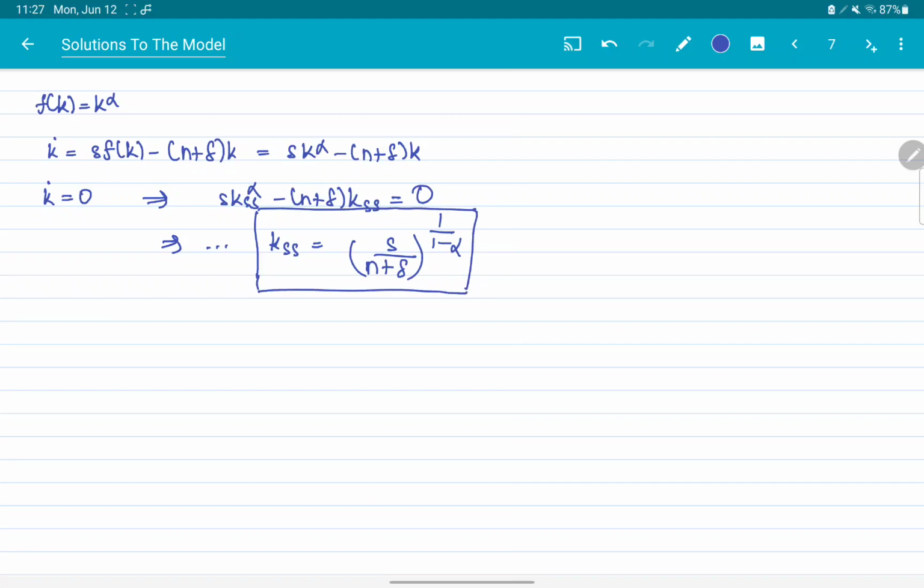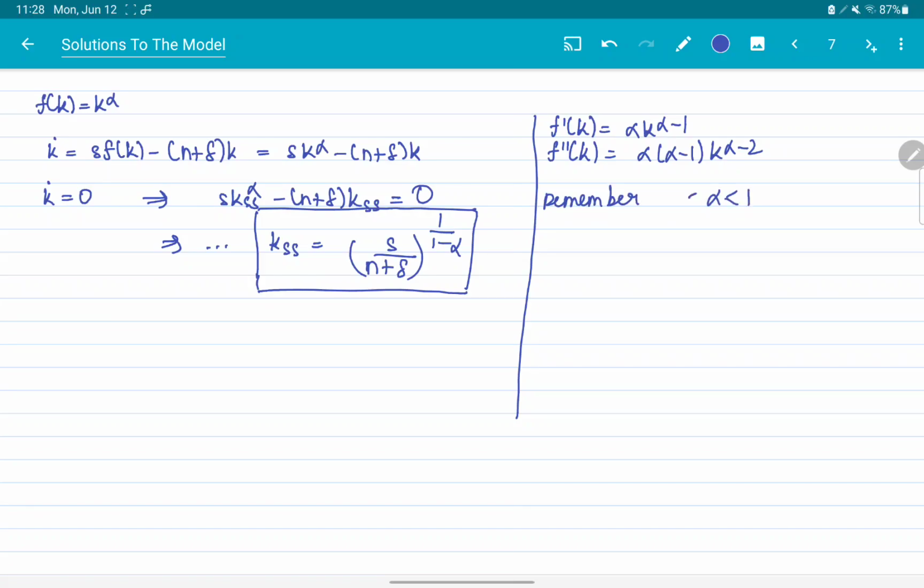It exists because the Cobb-Douglas production function satisfies the Inada conditions and is concave, and it's stable because of the same reason. Understand why? It's very obvious, really. f'(k) equals alpha k^(alpha minus 1). f''(k) equals alpha into (alpha minus 1) k^(alpha minus 2). Remember, alpha is between 0 and 1. Why? Ask yourself why. The answer is fairly obvious. The reason, of course, is that it is a CRS production function, so alpha cannot be greater than 1.